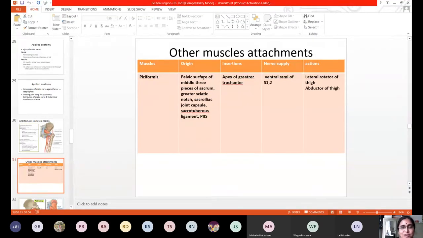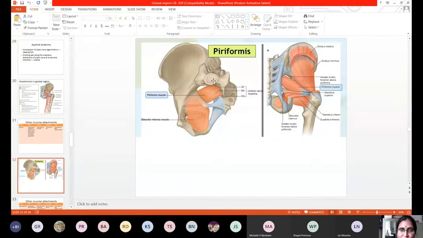The piriformis originates from the pelvic surface of the medial three pieces of sacrum, greater sciatic notch, sacroiliac joint and its capsule, sacrotuberous ligament and posterior inferior iliac spine. You can see in this picture, my dear student, this is a hip bone, this is a sacrum, this is the ventral aspect of the hip bone, this is the iliac fossa. This is anterior superior iliac spine, this is posterior superior iliac spine, this joint is sacroiliac joint, and this is pelvic inlet, deep to it, this is the pelvis. The surface of the sacrum facing towards the pelvis is known as pelvic surface of the sacrum or anterior surface of the sacrum.